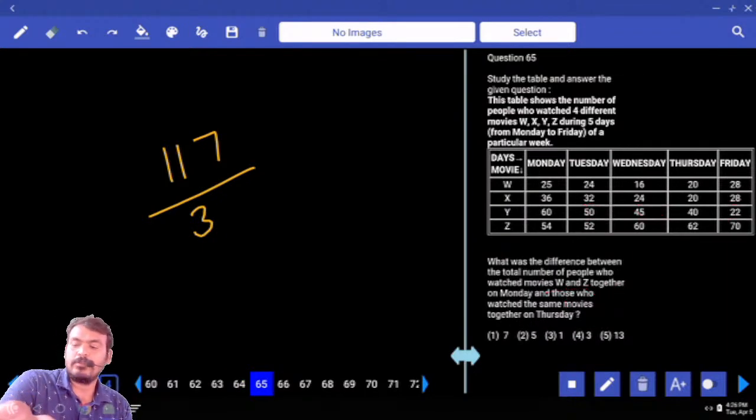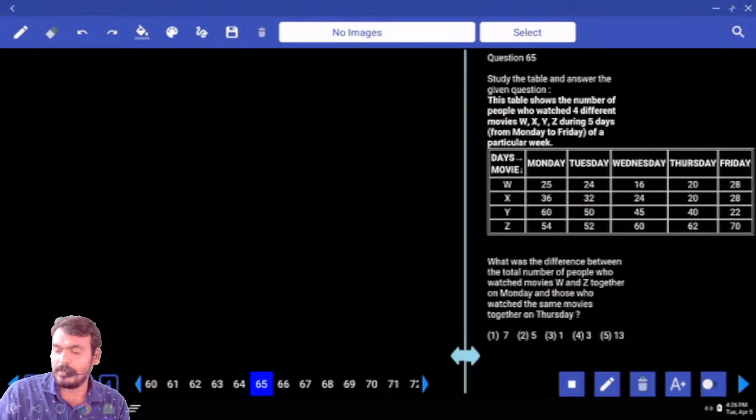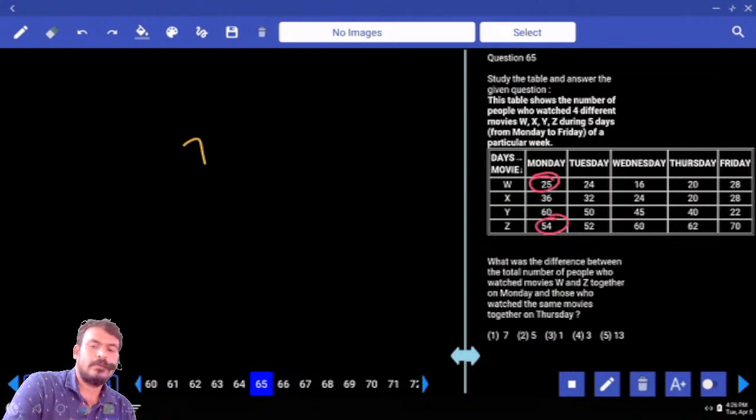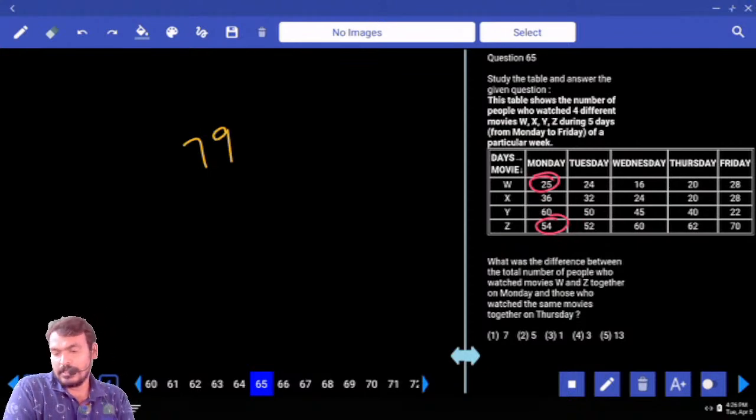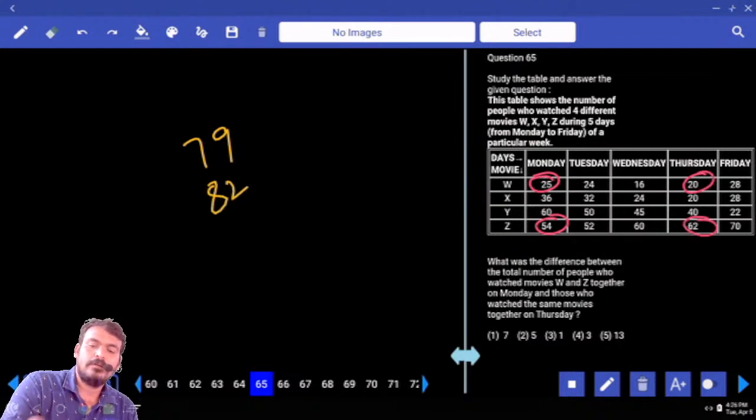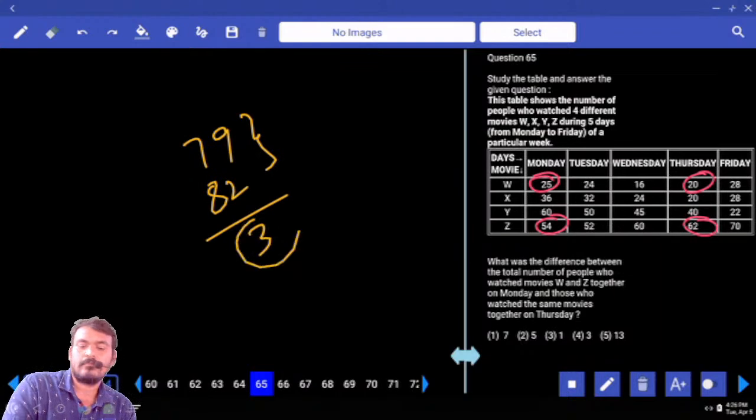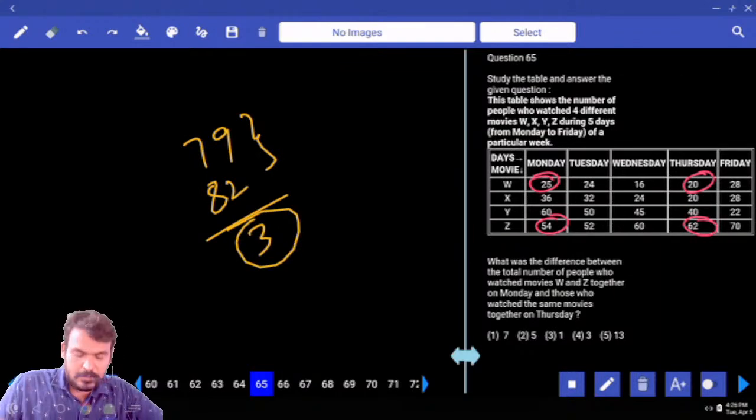Next, 65. What was the difference between the total number of people who watched the movies W and Z together on Monday and those who watched the same movies together on Thursday? What is the W value on Monday? 25. Z value on Monday? 54. Both added, 79. On Thursday, both the values, 20 plus 62, 82. What is the difference? 3, right? Okay. Thank you.